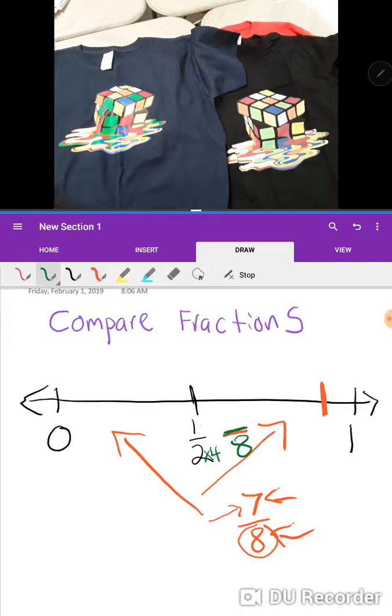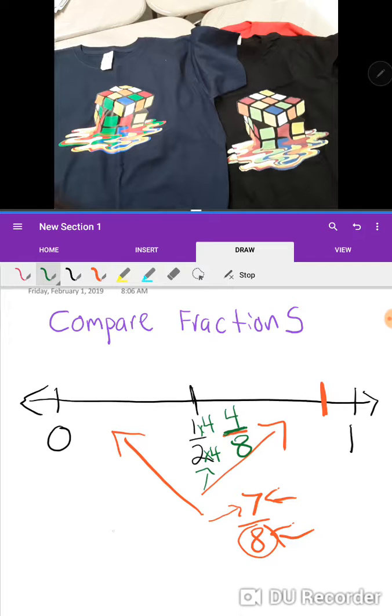And whenever you do the denominator, you need to do the numerator. And 1 times 4 is 4. So 1/2 is the same as 4/8. And we were comparing that to 7/8, and 7/8 was definitely bigger. Okay, let's try another one.